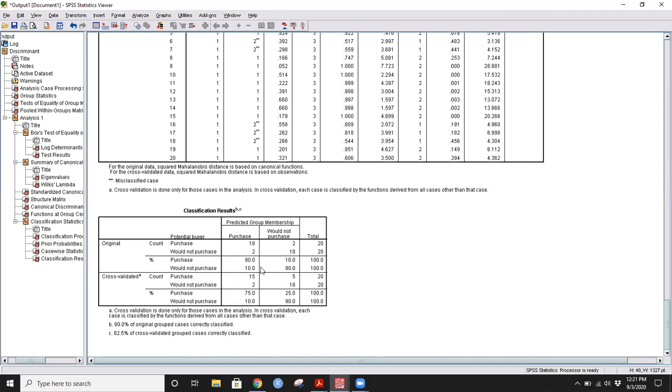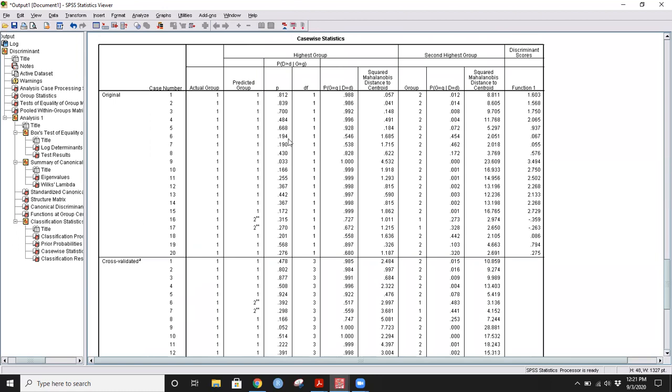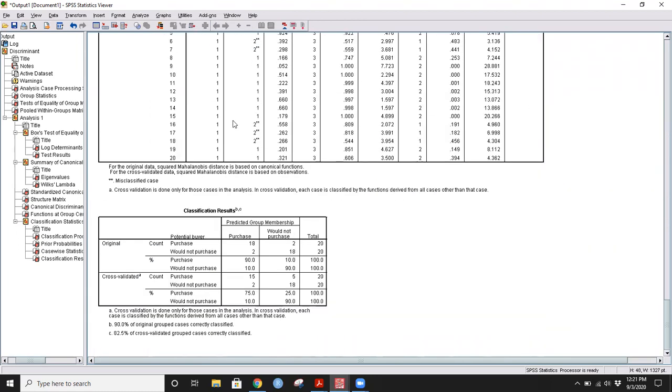So this is the original data set classification results. This is now the cross-validated result. Just like you had in the classification table, 2 sides, right? Likewise, for original, I just explained to you. And for the cross-validated results, it is this particular part. So in cross-validated, the percentages are like this. So 75% of the purchasers were correctly classified and 90% of the would not purchasers were correctly classified. So that's how the cross-validation fares.